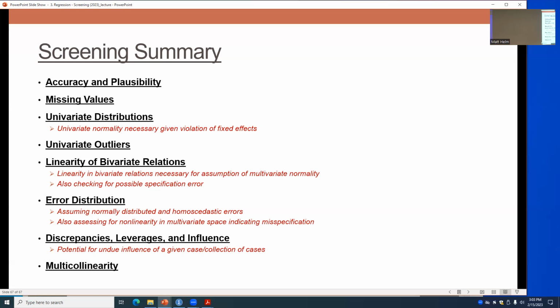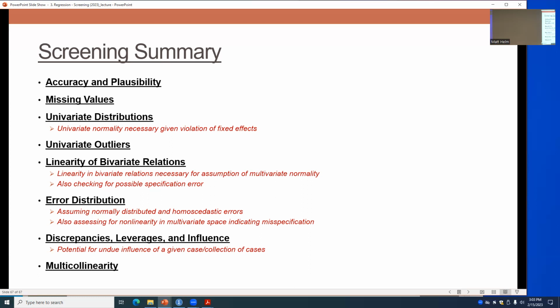Linearity of bivariate relations, again, in order to assume multivariate normality, what we need to have is a normal distribution of our variables. And we're assuming that all combinations of our variables are linear and homoscedastic. If they're not, then things start to become problematic. Also looking for possible specification error when we're looking at my bivariate associations.